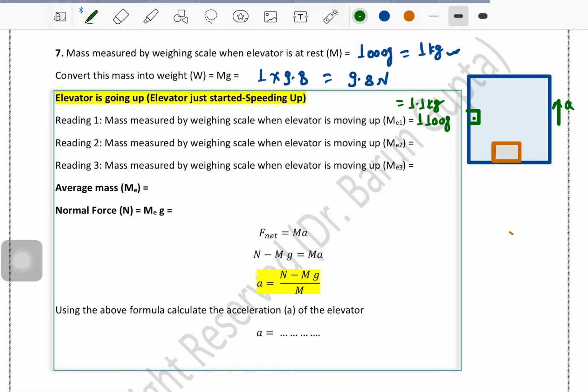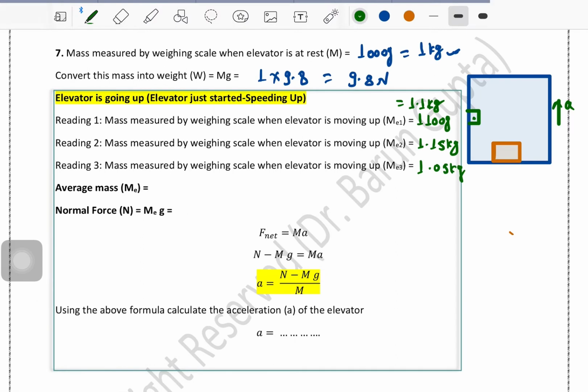And then you have to repeat 3 times. Okay. Repeat 3 times means you press this button, the elevator goes up to the top floor, comes back here again, and then you take the measurement again. You have to do it 3 times. All right. So let's say in my case, one time I got 1.1 kilogram. I got, let's say, 1.15 kilogram, and the other time, let's say, I'm getting 1.05 kilogram. Just making up numbers here.